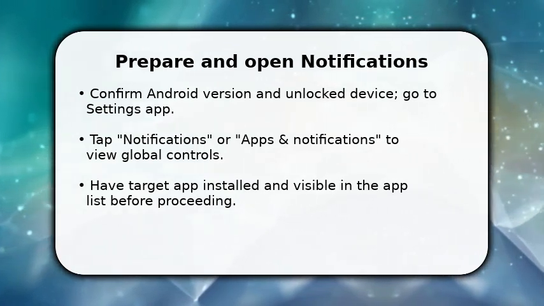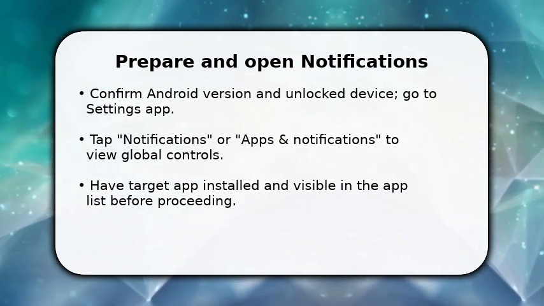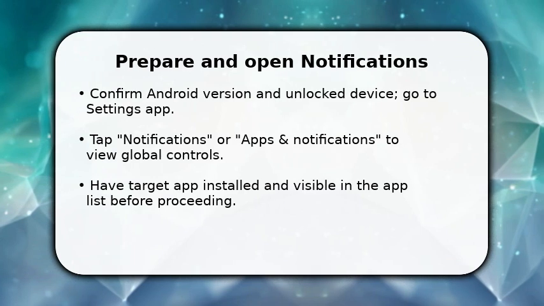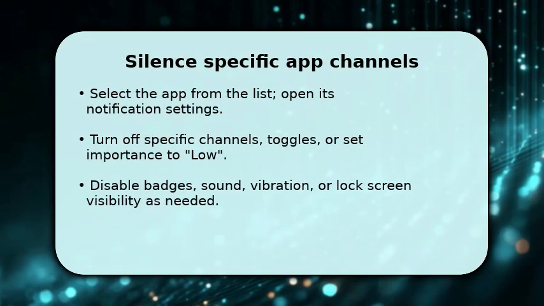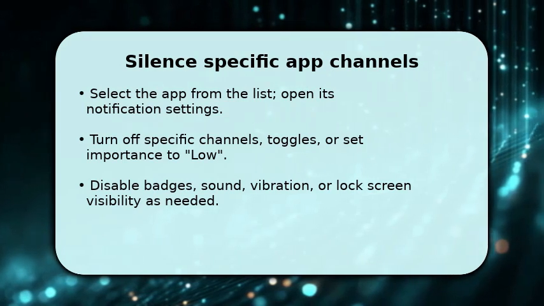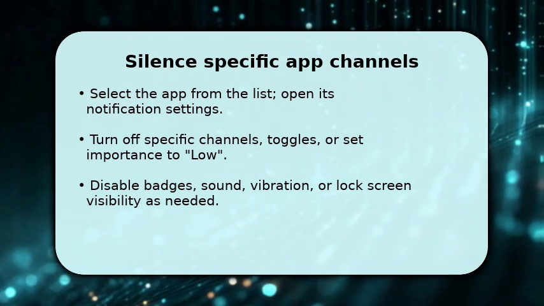You're starting inside System Controls so you can change behavior at the source rather than inside each app, which saves time and prevents surprises. Open the app's notification page and scan the channels or categories. These control different alert types. You can toggle entire notifications off or adjust individual channels.